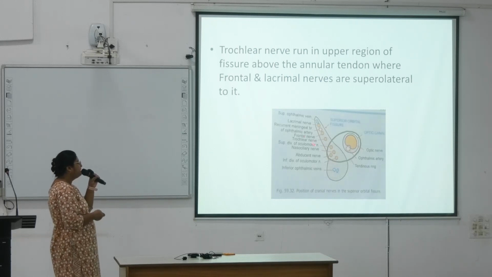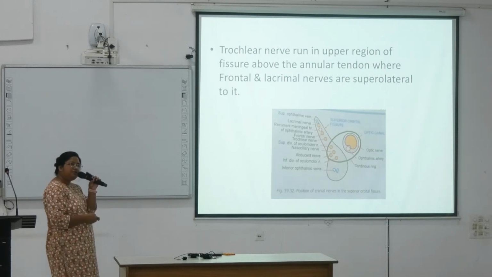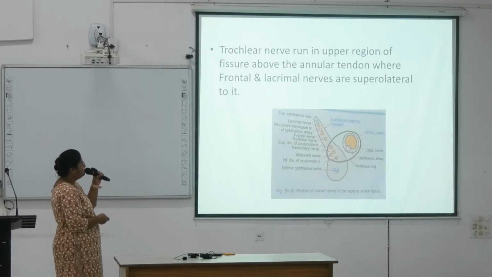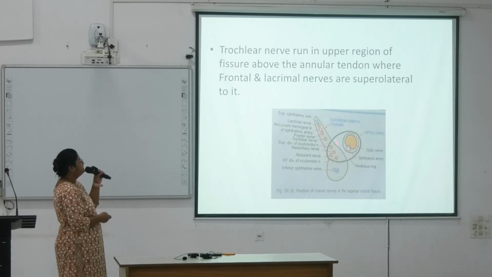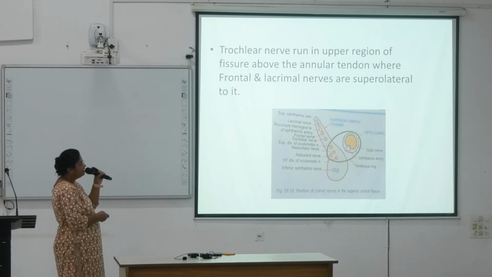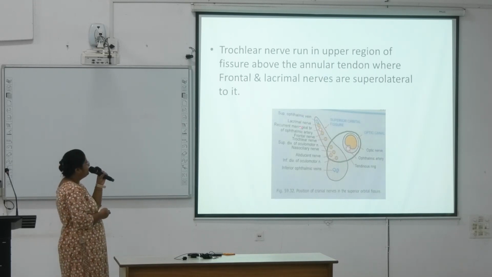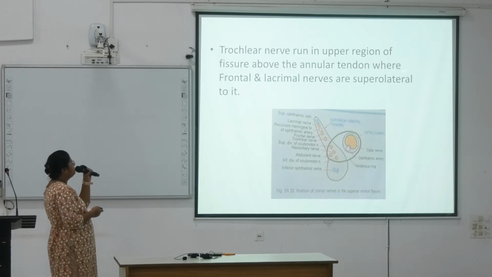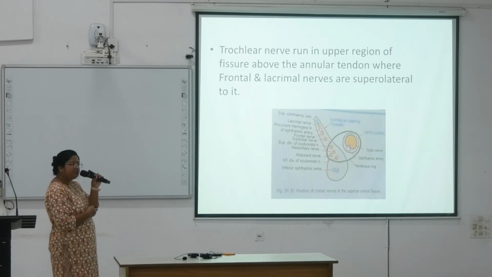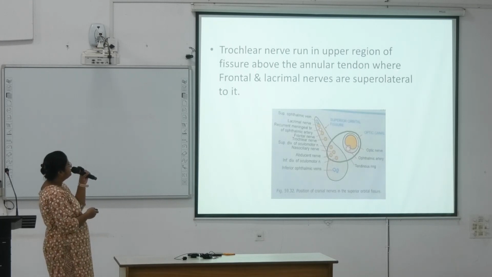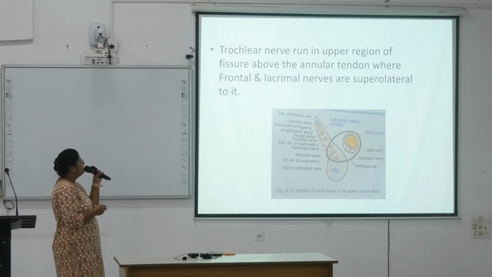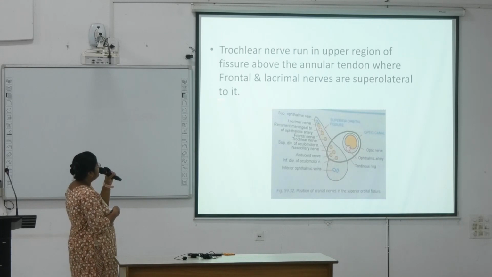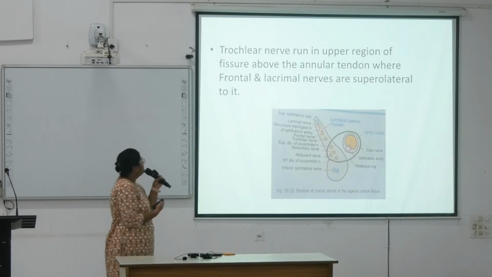Through the intermediate compartment pass two divisions of oculomotor nerve and abducent nerve, and above this annulus of Zinn, through this part pass the lacrimal nerve, frontal nerve, and trochlear nerve. So it passes in the upper region of the superior orbital fissure above the annular tendon, where frontal and lacrimal nerves are superolateral to the trochlear nerve.